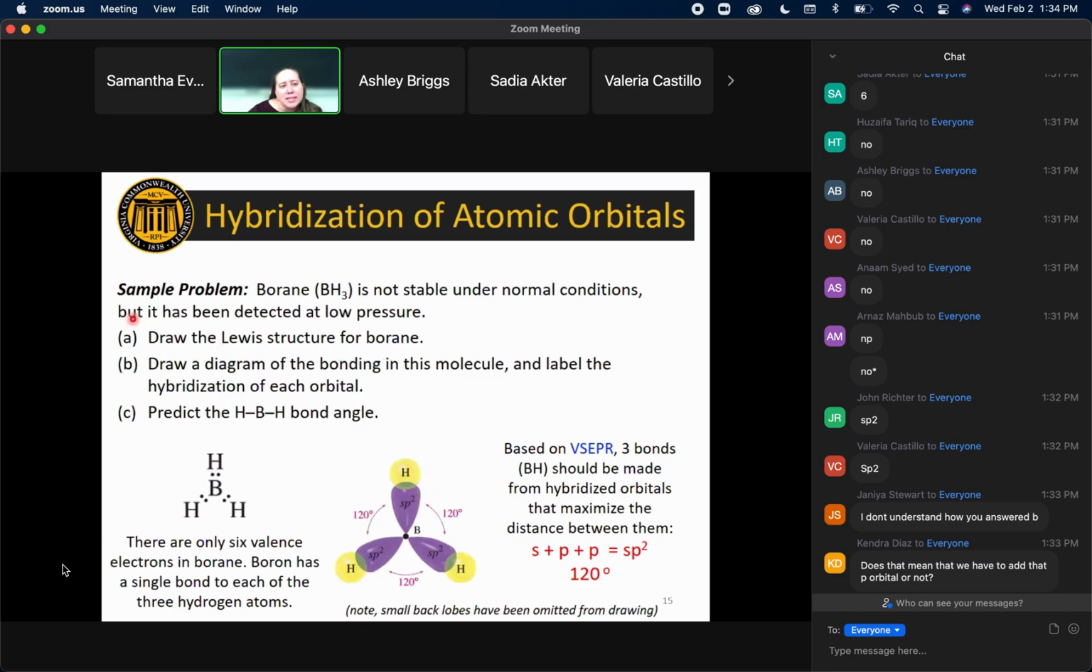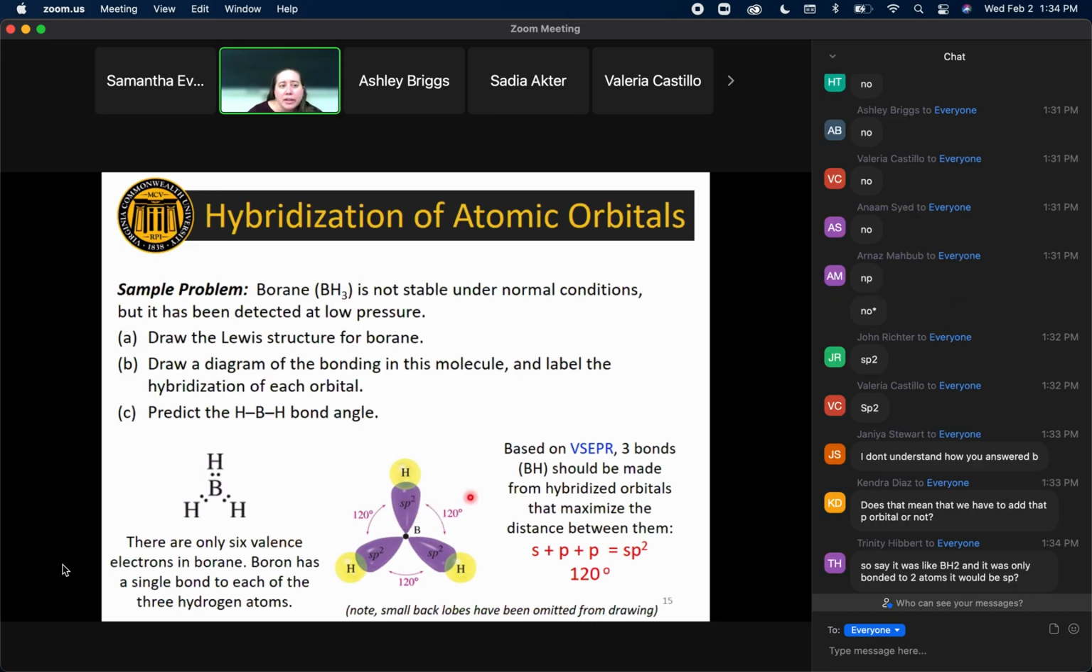So someone's asked in the chat box, does that mean we have to add that p orbital or not? So it depends on how I ask the question. So technically on this question, I've asked you to draw a diagram of bonding, and that p orbital, that leftover pz orbital, is not participating in any bonds, and so it's not drawn here, and so technically that is correct.